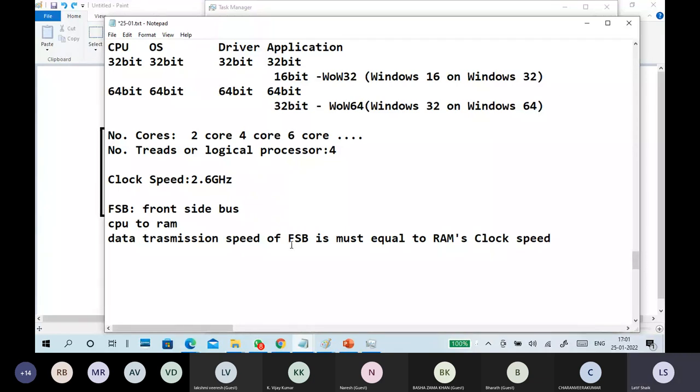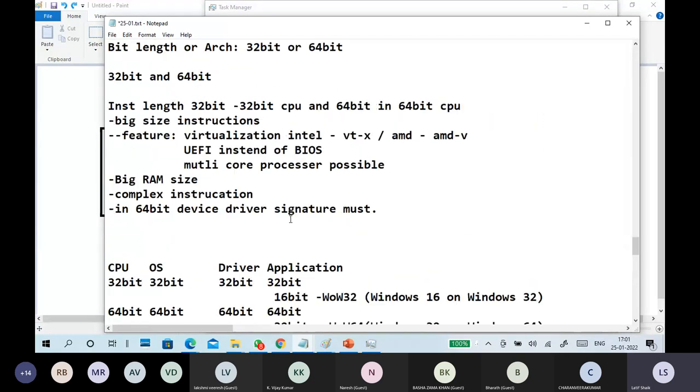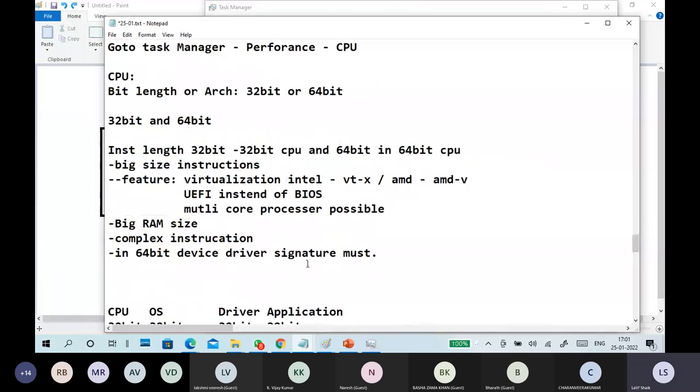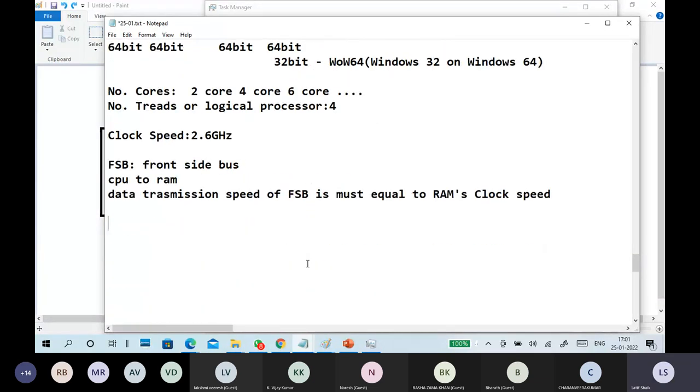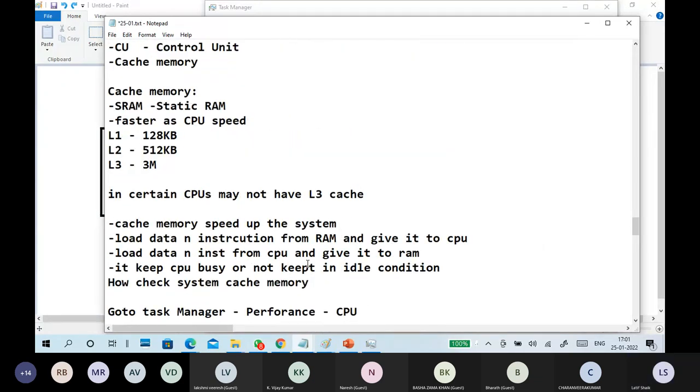I'm telling so many things, not so many, but these are the things you should minimally know. Guys, it's a CPU, central processing unit. There are two types: 32-bit and 64-bit processors. There are different manufacturers: Intel, AMD, Motorola. Next, every processor has a cache memory. So look at the cache memory. The higher the cache memory, the better the performance.